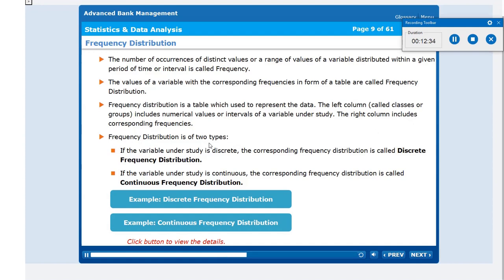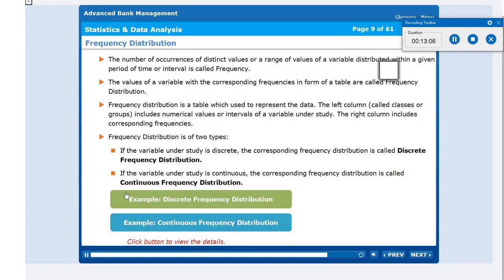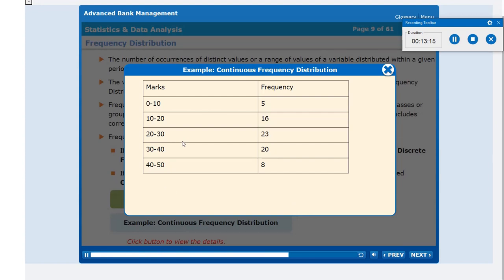Frequency distribution is of two types. If the variable under study is discrete, the corresponding frequency distribution is called a discrete frequency distribution. If the variable under study is continuous, the corresponding frequency distribution is called a continuous frequency distribution. Example, discrete frequency distribution. Example, continuous frequency distribution.